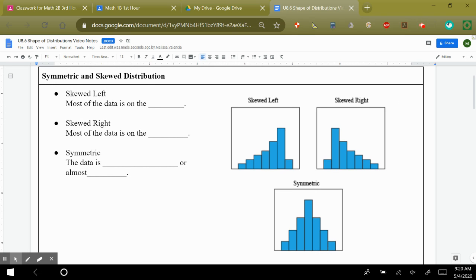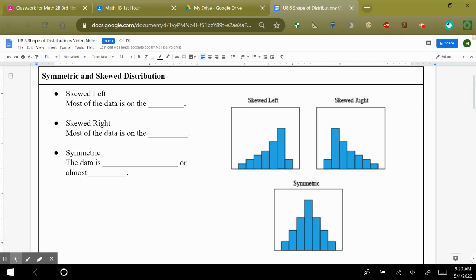So, you all have made it to your last lesson of Math 1. Woo! So, to wrap up this year, this unit, we're talking about the shape of distributions.